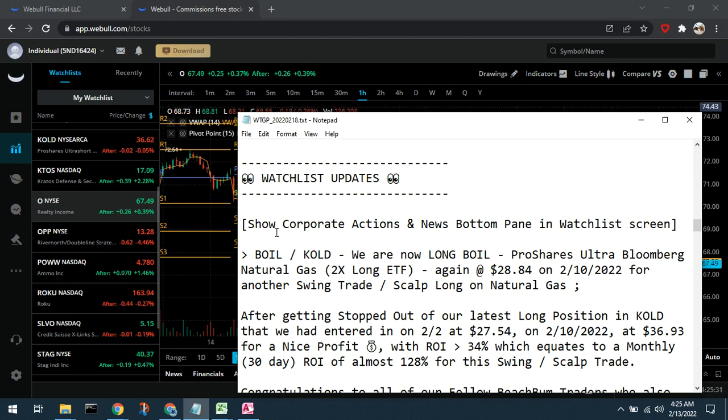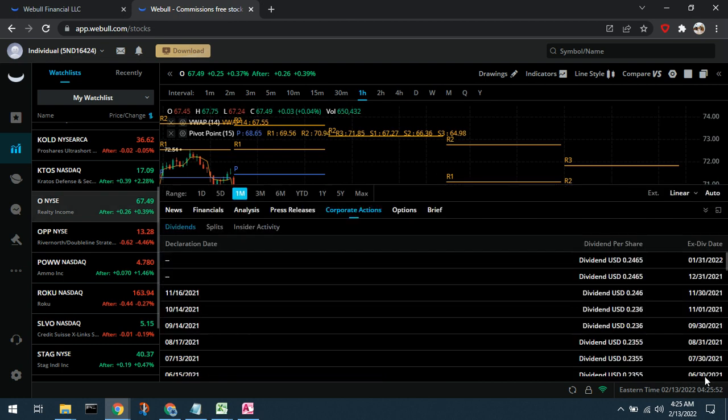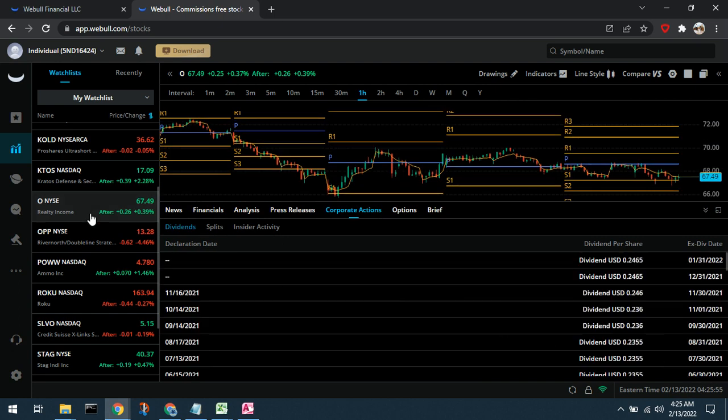And I just wanted to briefly share with you another cool feature of the stock screen in Webull that I discovered, which is the lower pane showing news, financials analysis, press release, corporate actions, options, etc. So you can see at the bottom of the chart we have that bottom pane. I'm looking at O so that I can see some of the dividend history, which is sometimes for these REITs, it doesn't show up as a bubble in Thinkorswim. Sometimes it's hard to figure out when their next ex-dividend is going to be.